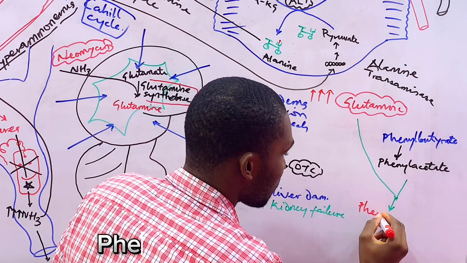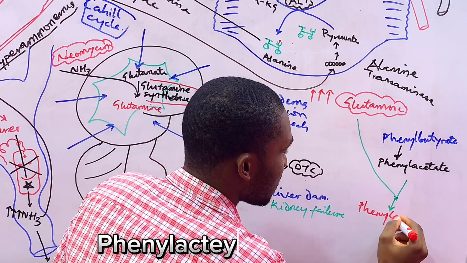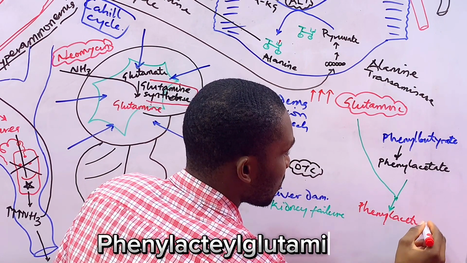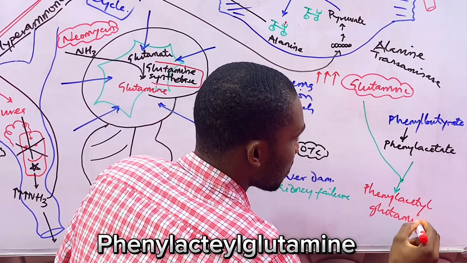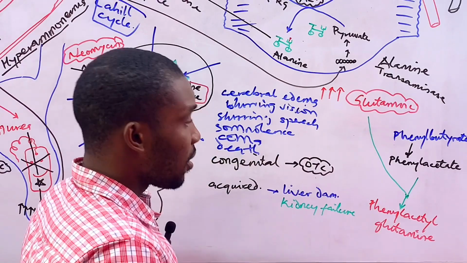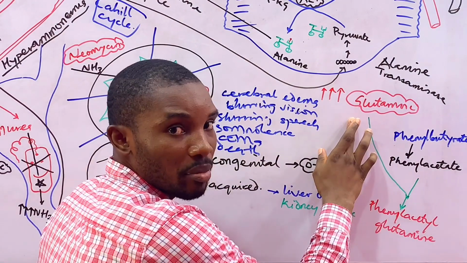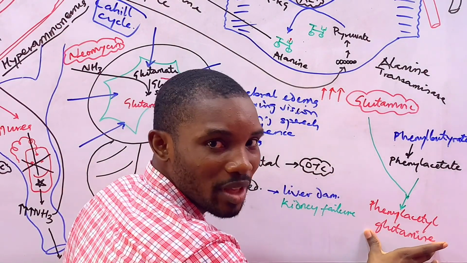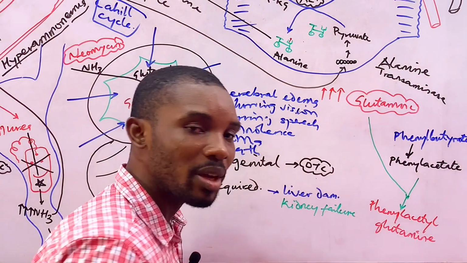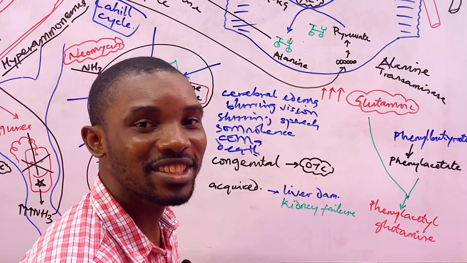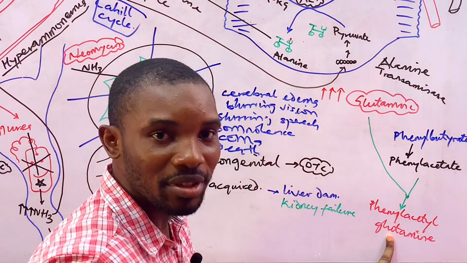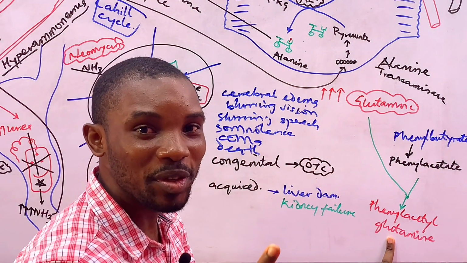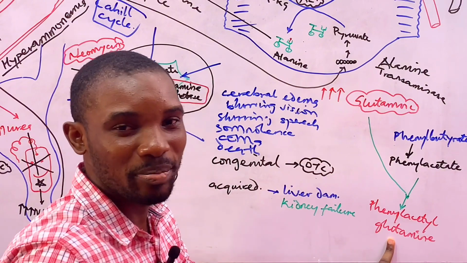Phenyl acetyl glutamine. So phenyl acetate combined with glutamine to form phenyl acetyl glutamine. This phenyl acetyl glutamine can now be excreted easily. Okay, so you can see that we are now excreting phenyl acetyl glutamine, thereby excreting two molecules of ammonia. All right, so that's a pretty good treatment.